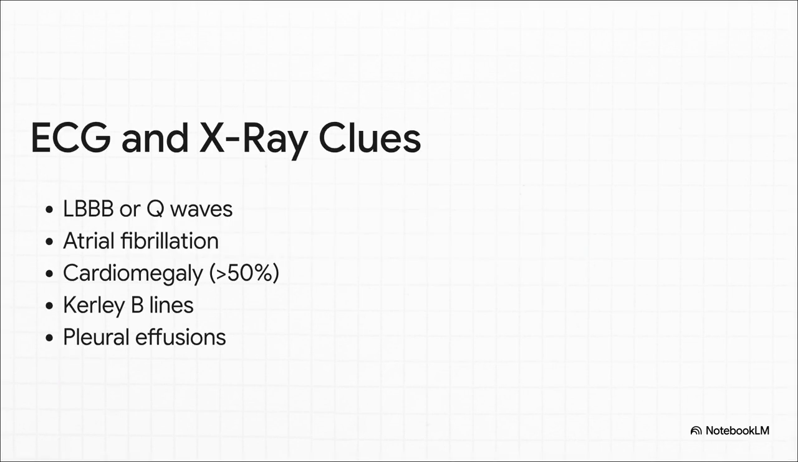Next, we're looking at the foundational electrical and radiographic findings. Now, while no single ECG pattern is purely diagnostic of heart failure all by itself, finding a left bundle branch block, prior Q waves from an old MI, or maybe atrial fibrillation, that gives you critical context. On the chest x-ray, you're hunting for cardiomegaly, so a heart shadow taking up more than 50% of the chest diameter, and classic signs of pulmonary congestion, like those telltale Kerley B lines or pleural effusions.